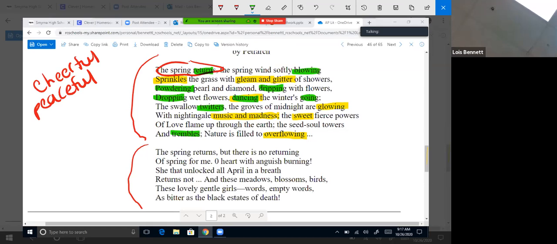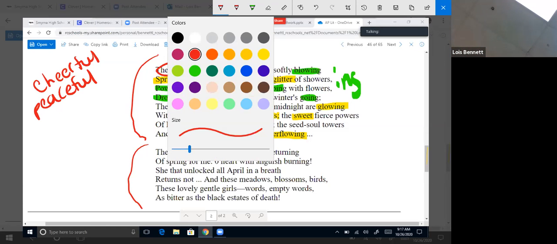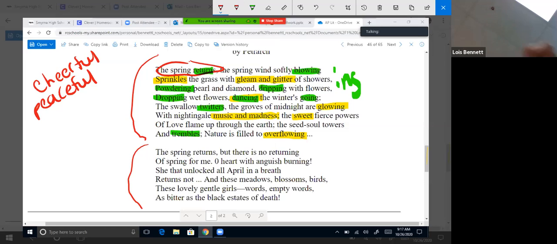What do most of these verbs have in common? So they end in ing. What does that lend to our poem that they end in ing? Okay, so yeah, it's got this immediate action to it where it's urgent. Everything's happening right now and it's very active. All right, so this is what's going on in the first stanza.